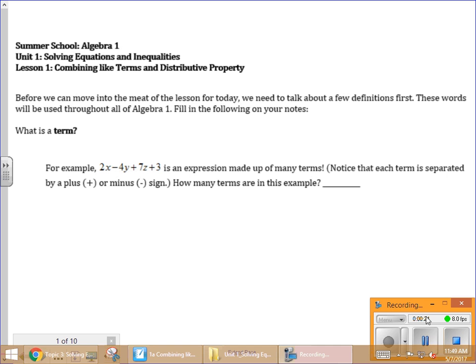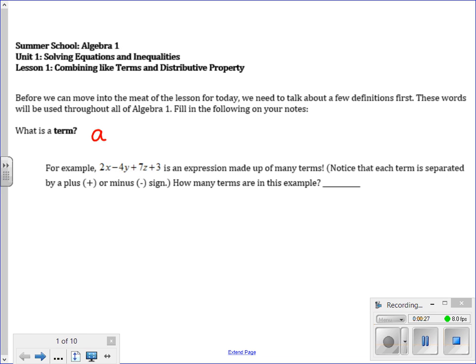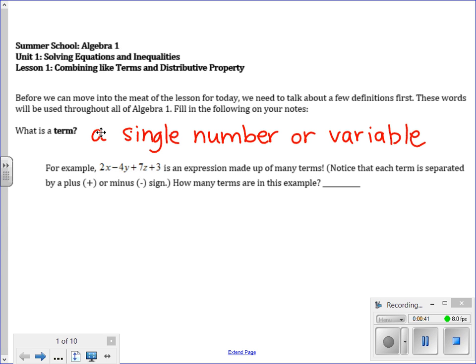First of all, what is a term? Well, a term is a single number or variable. All right, a single number or variable. So for example, we have 2x minus 4y plus 7z plus 3. This is an expression made up of many terms. Notice that each term is separated by a plus or minus sign. So the 2x is a term, the negative 4y is a term, 7z is a term, and 3 is a term. How many terms are in this example? Well, the number of terms separated by plus and minus signs, there's 1, 2, 3, 4 of them.